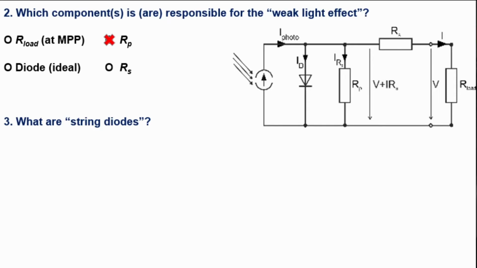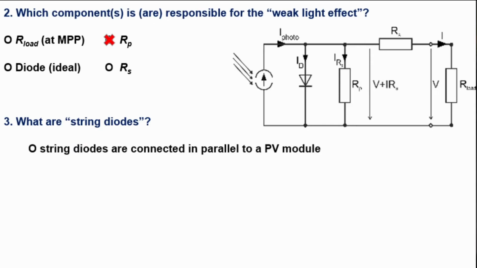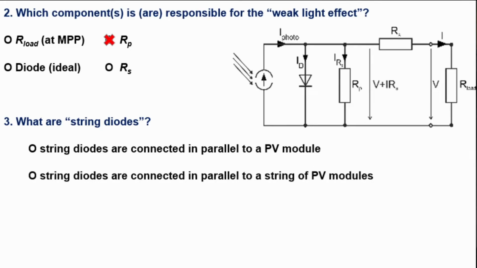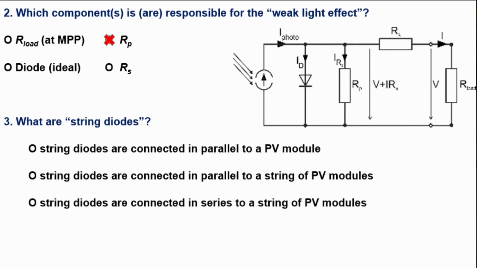Next question: what are string diodes? One option is that string diodes are connected in parallel to a PV module. Is this correct? No, as the name suggests, it's in the string of a PV module. String diodes are connected in parallel to a string of PV modules? No. String diodes are connected in series to a string of PV modules?